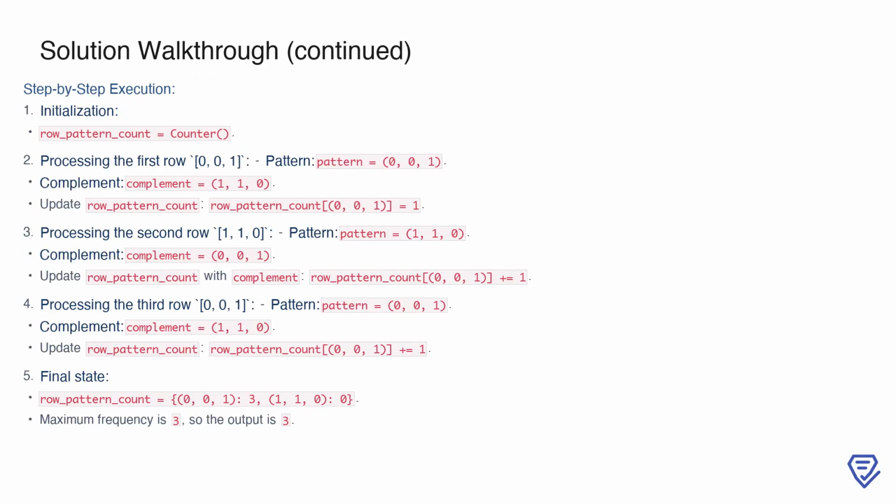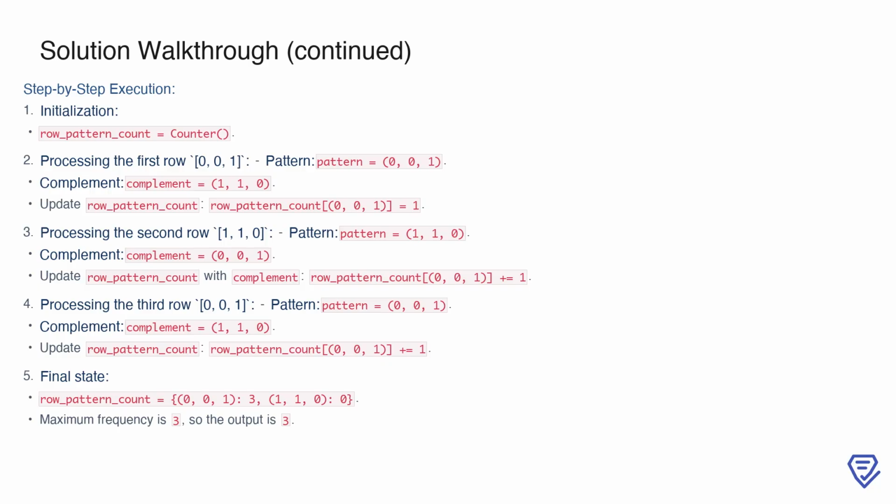Now, let's examine a more diverse case, where the input matrix contains mixed patterns. The rows are 0, 0, 1, then 1, 1, 0, and 0, 0, 1. After initializing the counter, we process the first row, 0, 0, 1. Its pattern is (0, 0, 1), and the complement is (1, 1, 0). We update the counter by incrementing the frequency of (0, 0, 1) to 1.